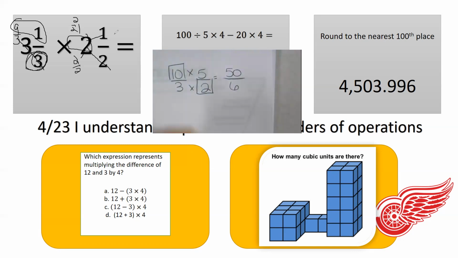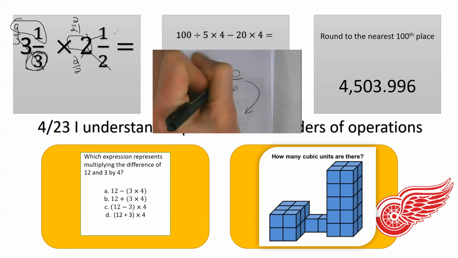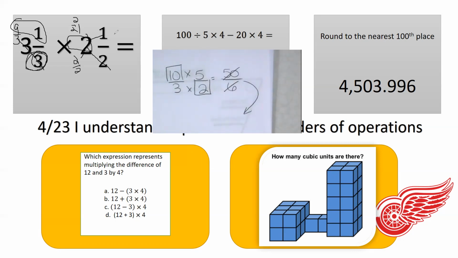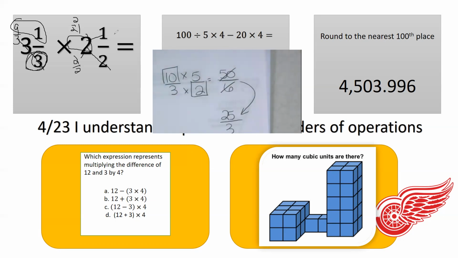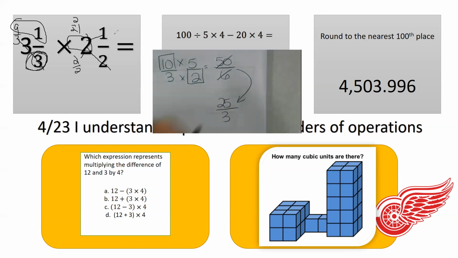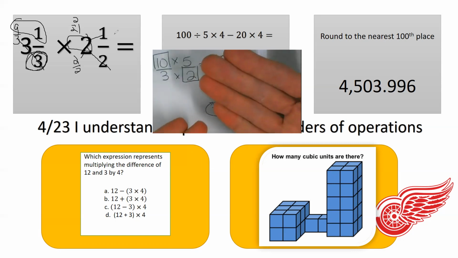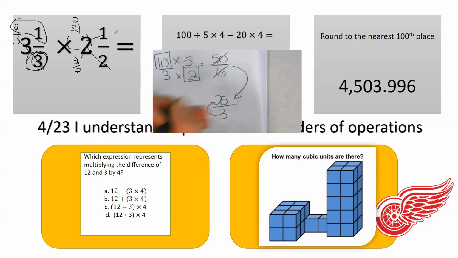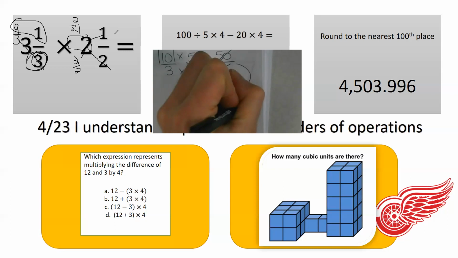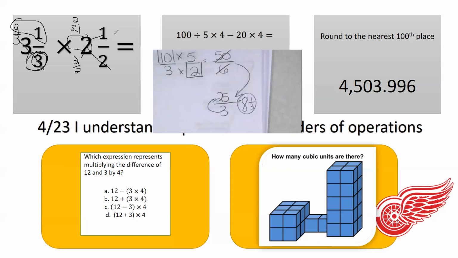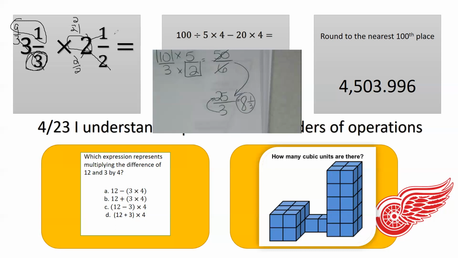This is an improper fraction. I've got to pull out the wholes, but before I do that, I could simplify. Half of 50 is 25. Half of 6 is 3. This is a little bit of an easier problem. How many 3s are in 25? Well, 3, 6, 9, 12, 15, 18, 21, 24. I have 8 of them. 24/3 makes 8. I only used 24, so I still have a 1/3 left. That answer is 8 and 1/3.